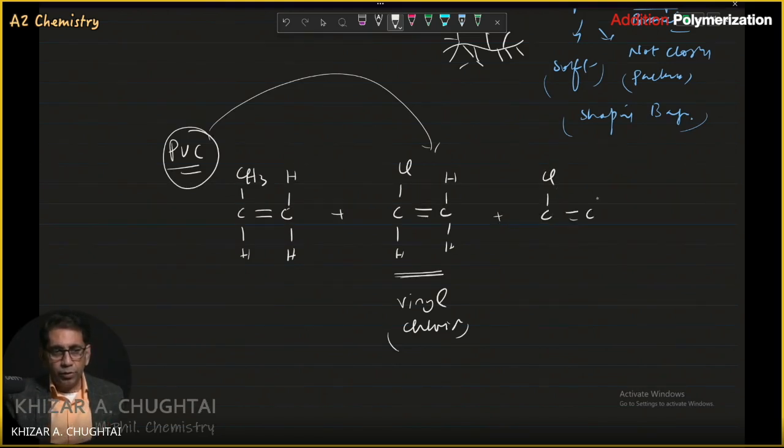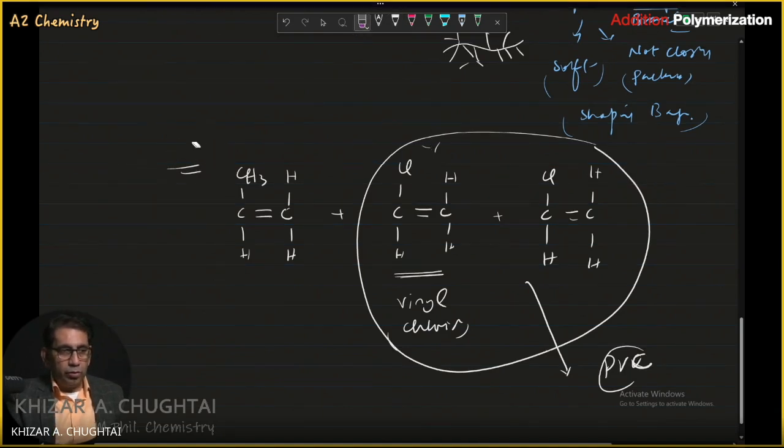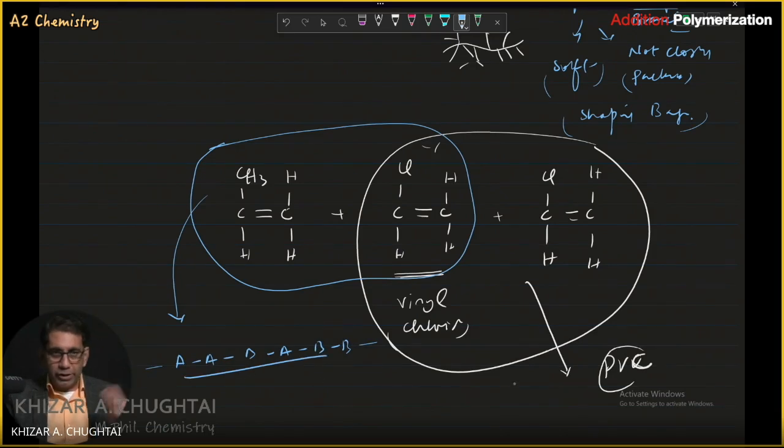If the same type of monomers meet together, with these same type of linkages, they will make PVC. Here, it's not good to write PVC over here, since these are two different molecules. If I add these two different molecules, then a different structure with a different arrangement of the monomers is possible.